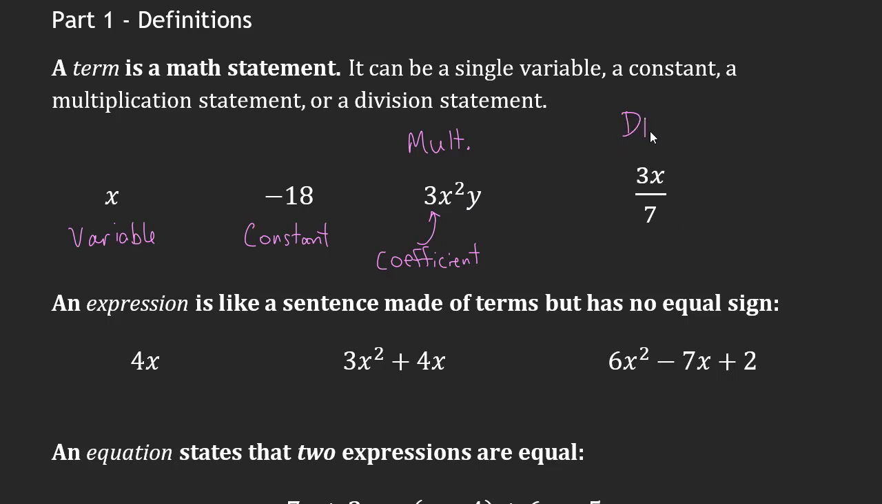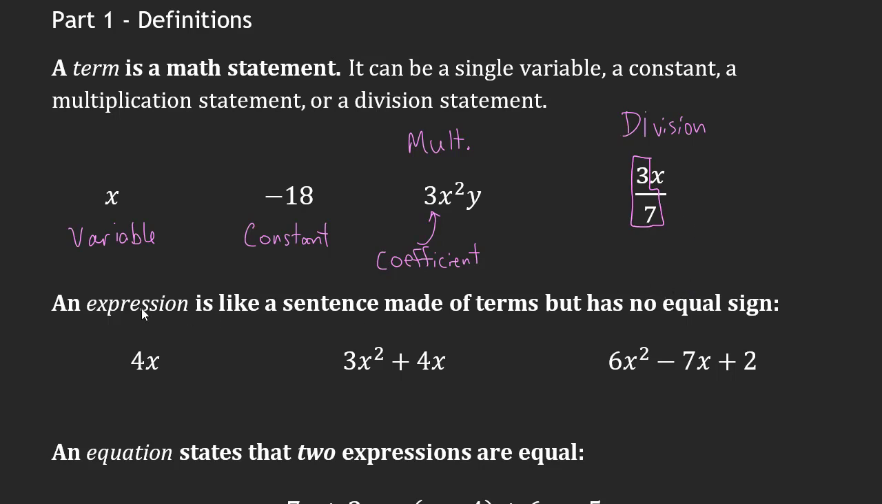This is a division statement. And in this division statement, we see a variable. The variable is x. And we have a coefficient of 3/7. So for this particular one, our coefficient is a fraction.